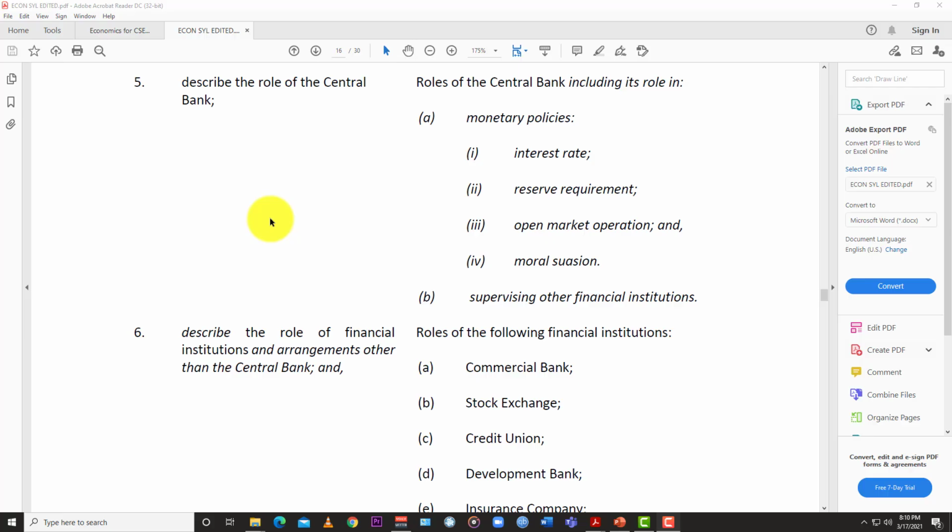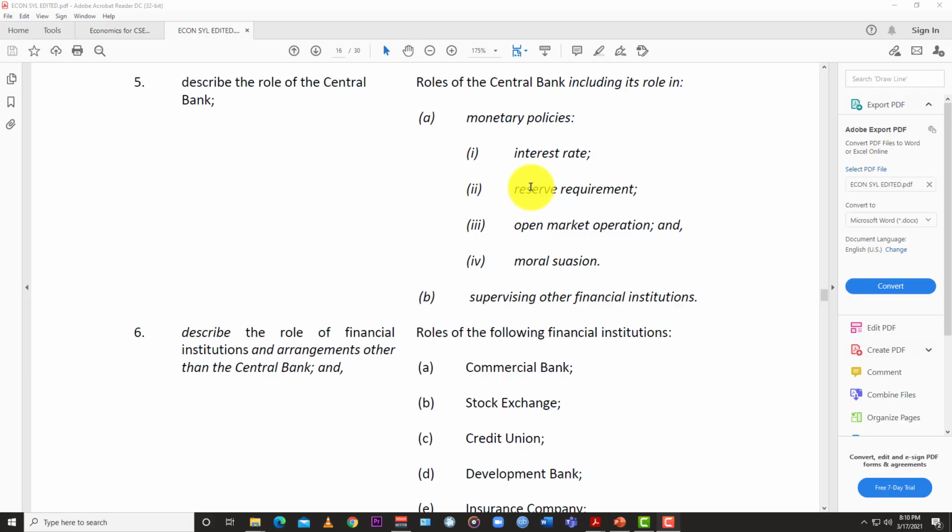And so from your syllabus you can see that the role of the central bank includes monetary policies, supervising other financial institutions, and then under monetary policy you see that they have certain tools that can be used to basically control monetary policy. Now, what is monetary policy? Monetary policy is the manipulation of the money supply to achieve certain broad economic objectives, right?